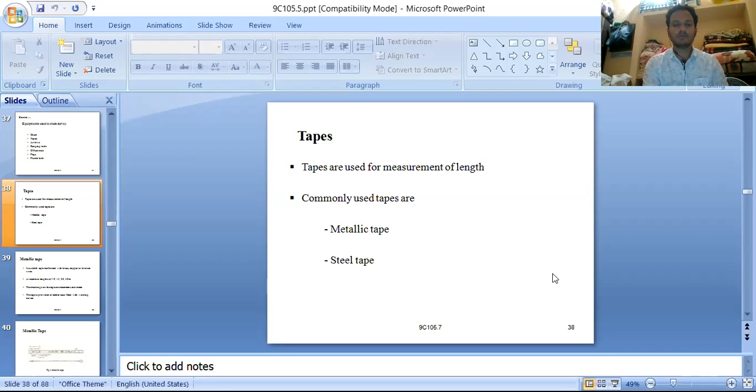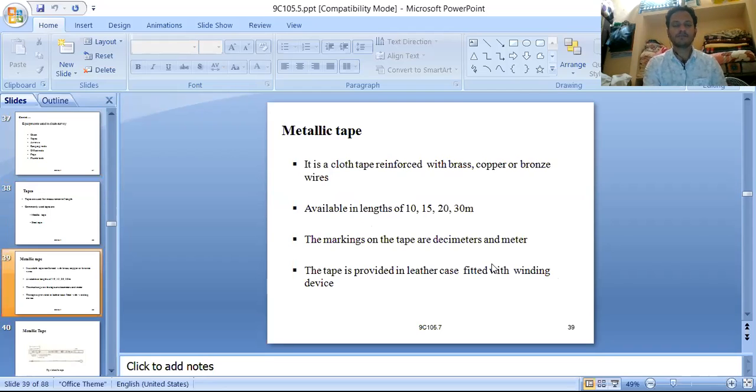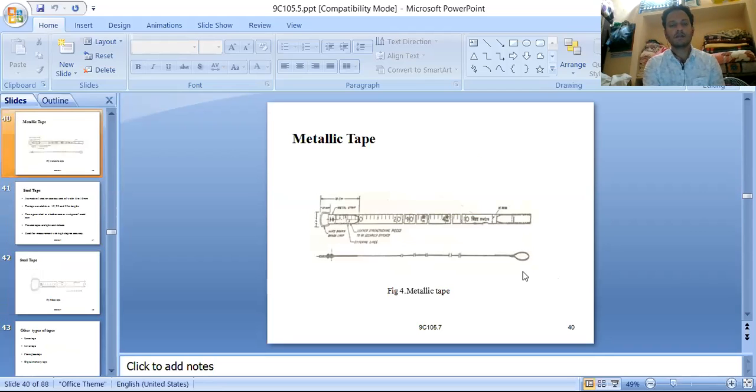Commonly used tapes are metallic tape and steel tape. Coming to metallic tape, it is a cloth tape reinforced with brass, copper, and bronze wires. Available in different lengths like 10 meter, 15, 20, and 30 meter. The markings on the tape are decimeter and meter. The tape is provided in leather case fitted with a winding device. This shows a typical top view of metallic tape.